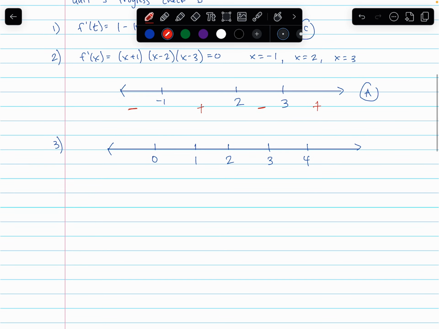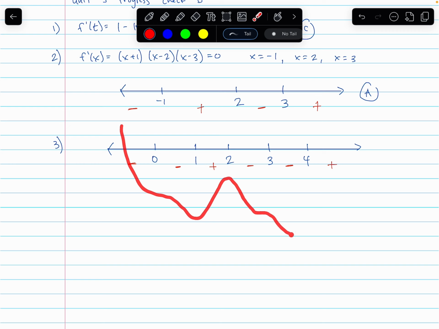Okay, now f prime is negative, and then it gets 0, but then it's still negative, and then from 1 to 2 it's positive, from 2 to 3 it's negative, from 3 to 4 still negative, 4 onward is positive. And so f has... let's see. So the graph of f is going to be negative, 0, then negative again, then positive, then negative some more, and then positive. So for maximums, I only see 1 maximum, and I see 2 minimums.